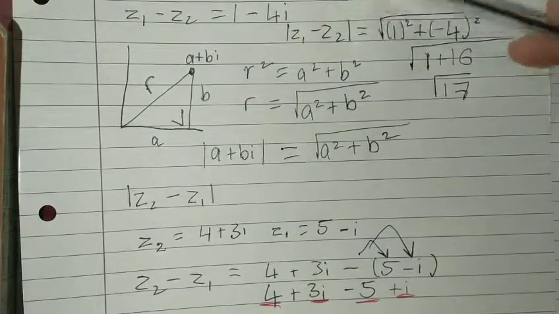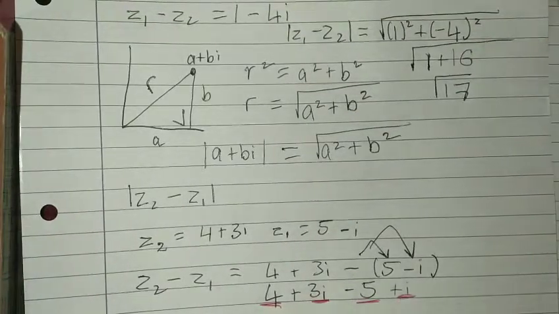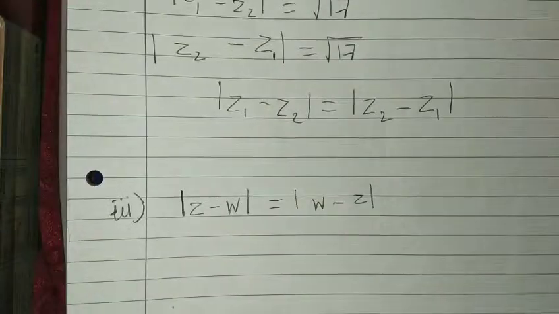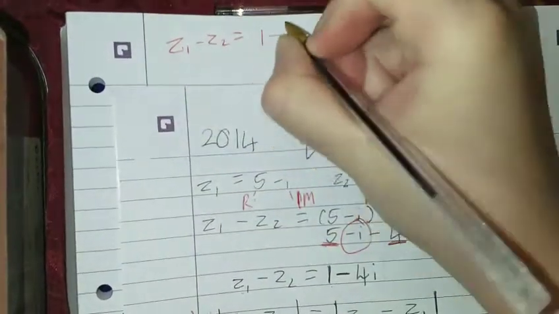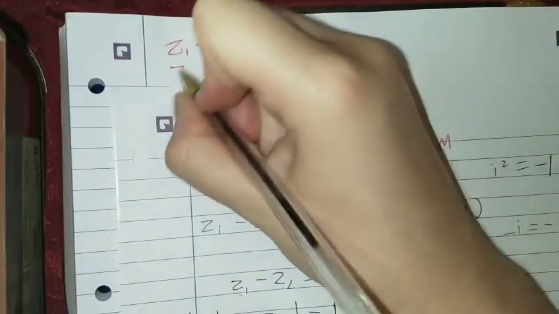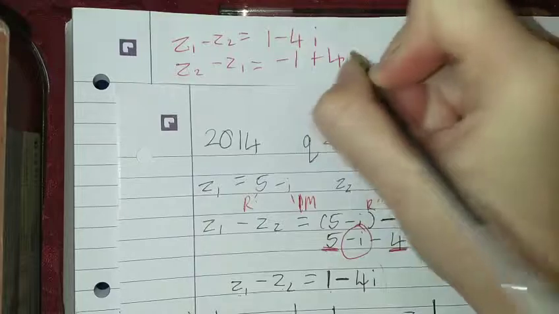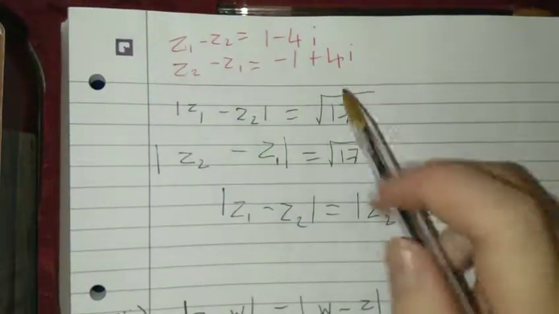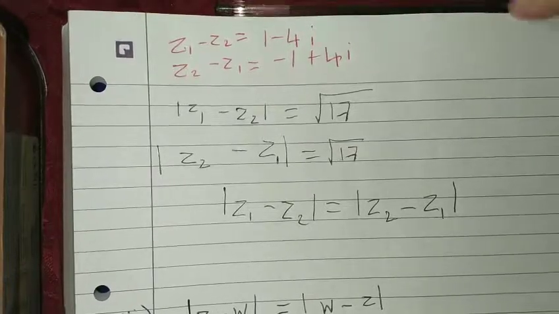But the absolute values were the same. So even though we had a plus 1 here and a minus 1 here and a minus 4 and a plus 4, I'll just compare the two ones. For z1 minus z2, we get 1 minus 4i, and for z2 minus z1, we get minus 1 plus 4i. So those were our two values. But when we get the modulus of each of them, they're going to be the same.